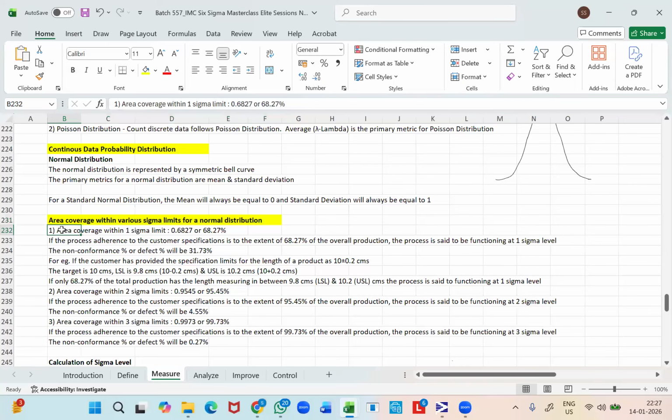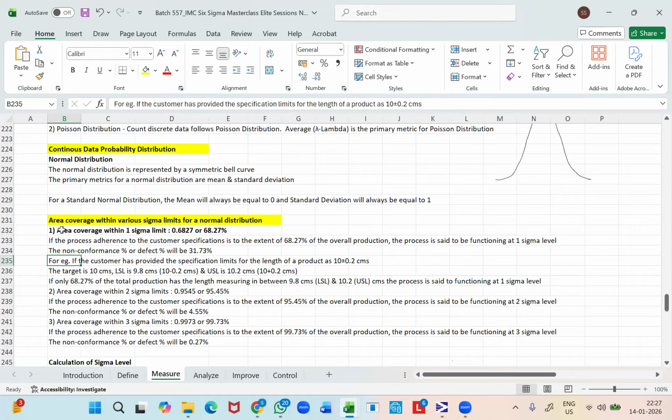So area coverage within 1 sigma limit is 0.6827 or 68.27%. And the explanation is if the process adherence to the customer specifications is to the extent of 68.27% of the overall production, the process is said to be functioning at just 1 sigma level. So the non-conformance percentage or the defect percentage will be 31.73%. Let us look at a simple example to understand this.